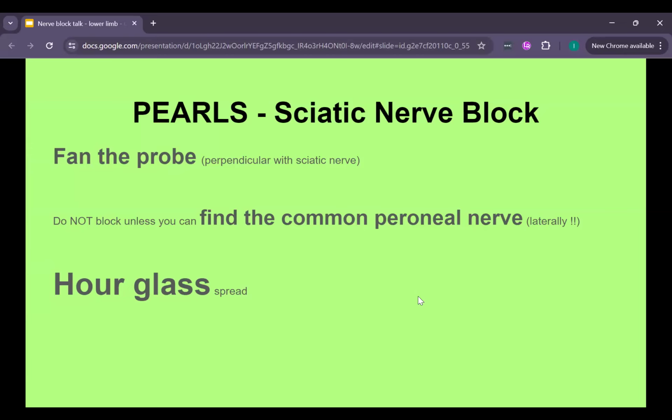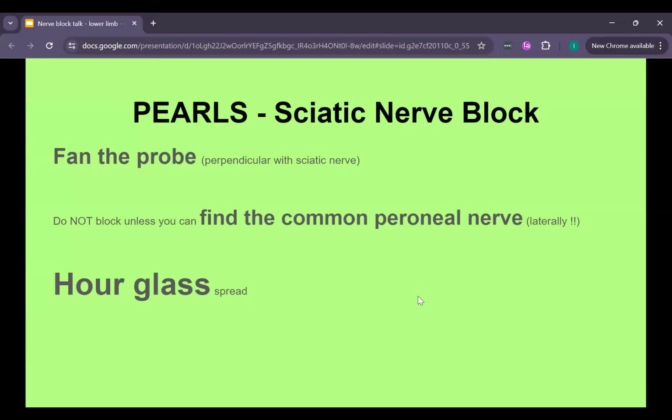The second pearl would be always find that common peroneal nerve. There are always case reports of permanent foot drop from a transected common peroneal nerve. So really don't perform this block unless you identify both. And just keep in mind that bifurcation of the nerves usually occurs about 10 centimeters proximal to the popliteal crease. So it can be quite high in some patients.